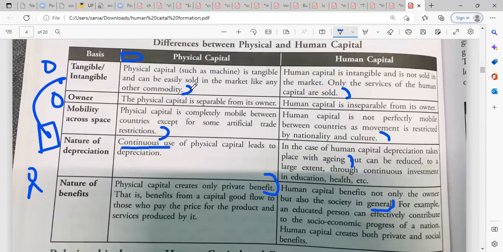Okay. So first of all, you will write the difference between physical capital and human capital. Okay. All the points. First point, you have to write completely. Second one, completely. Third, completely. Fourth one, till here. And from here, aging but not with the continuous use, you have to add here. Okay. Until here.